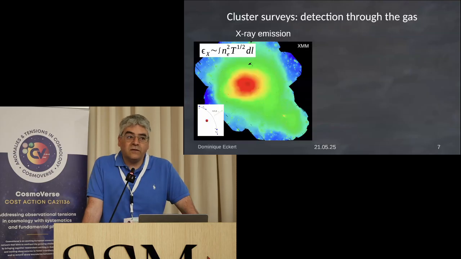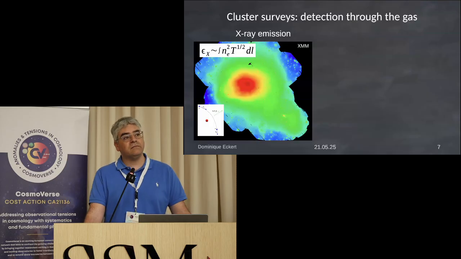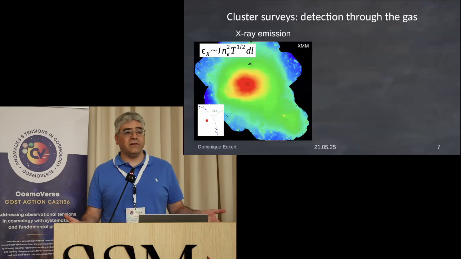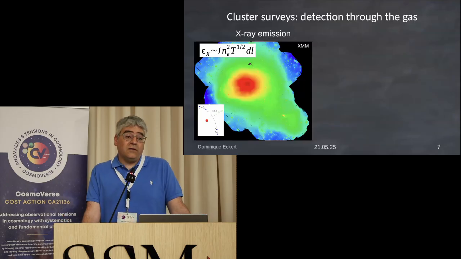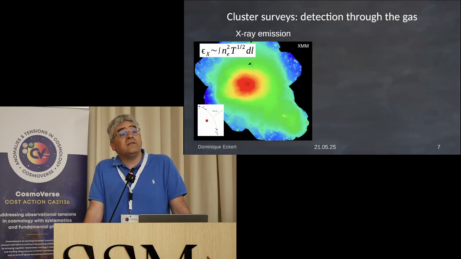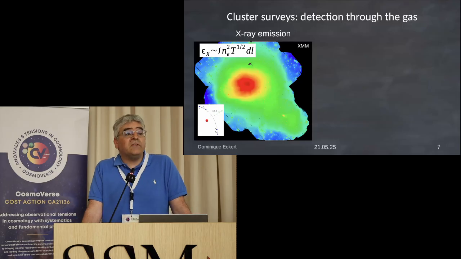There are, of course, a number of ways of detecting clusters, and one of the key steps here is to have a survey that allows you to detect a lot of them. So there are two main ways of detecting clusters. The first one is through the gas. As I told you, in these massive structures, there is a lot of hot gas. And if you detect hot gas, then this is a direct probe that there is a massive halo underlying here.